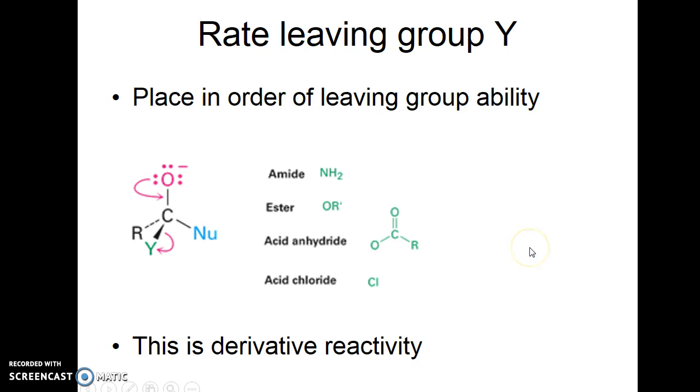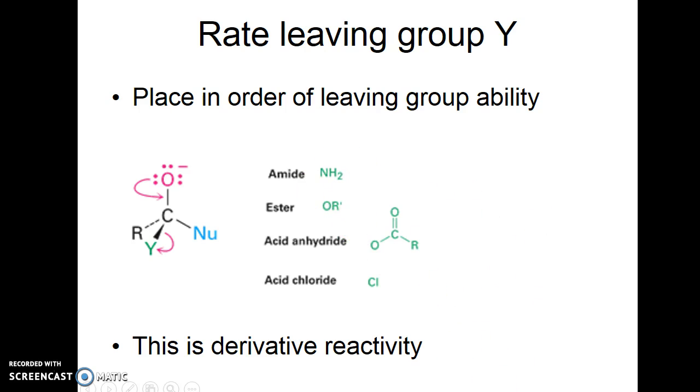So let's go ahead and look at these. Rate the leaving group ability. Place these in order of leaving group ability. Well, if you look at this, the best leaving group is going to be chloride, so the chlorine with a negative on it. Then what's next? That's going to be the acid anhydride with a negative on this oxygen here. Then the ester with a negative here. And then the amide's going to be the worst of all of the leaving groups because it would put a negative charge on the nitrogen.